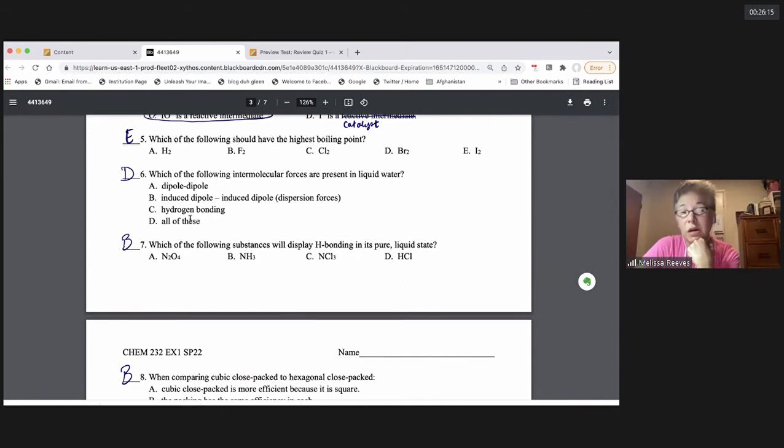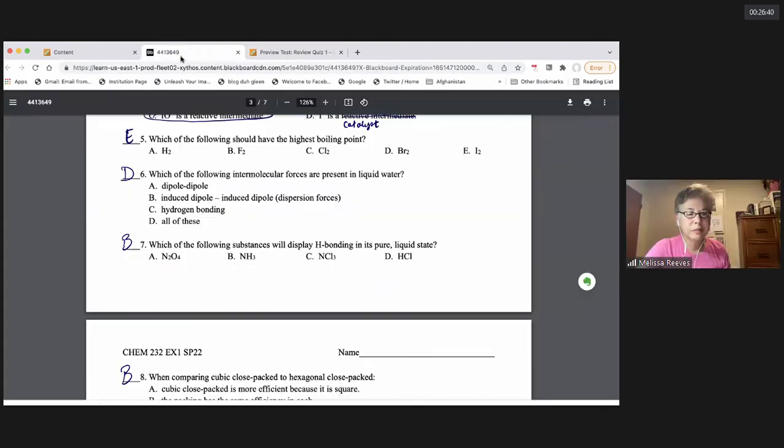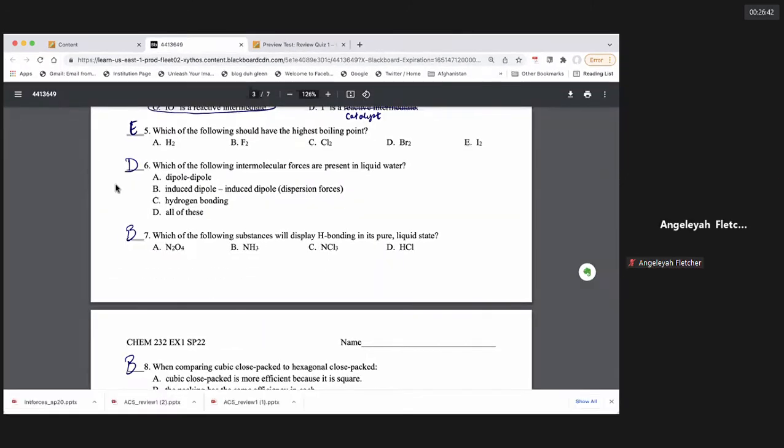So the answer is D, all of these, because we know what water looks like. We know it's H2O. We know it has hydrogen bonding. I mean, I spent half a lecture on how water has hydrogen bonds and it holds itself together better than basically any other liquid. It doesn't evaporate as easily. Shoot, where did that, oh, sorry, that was on the PowerPoint.